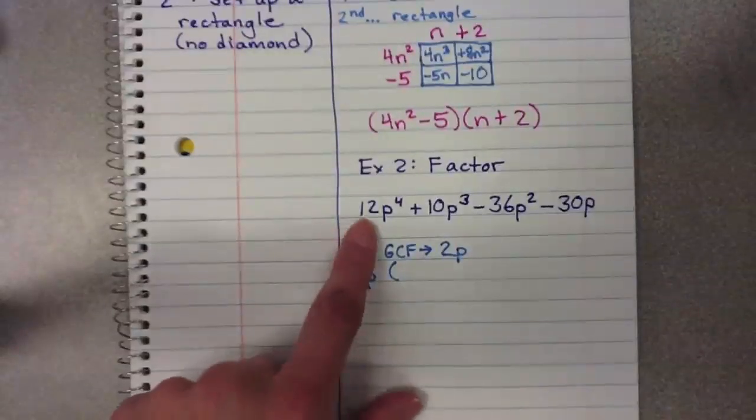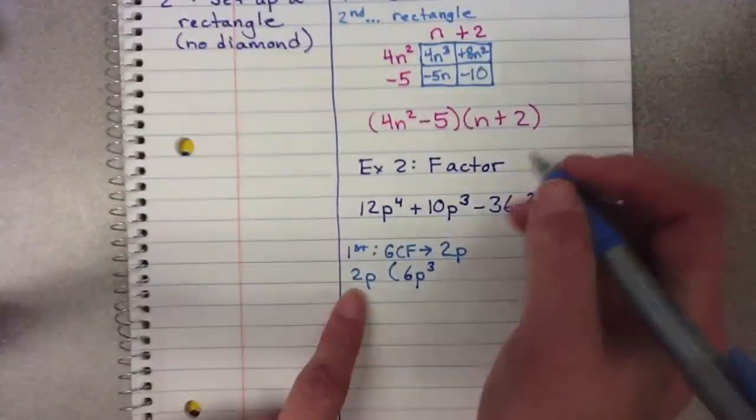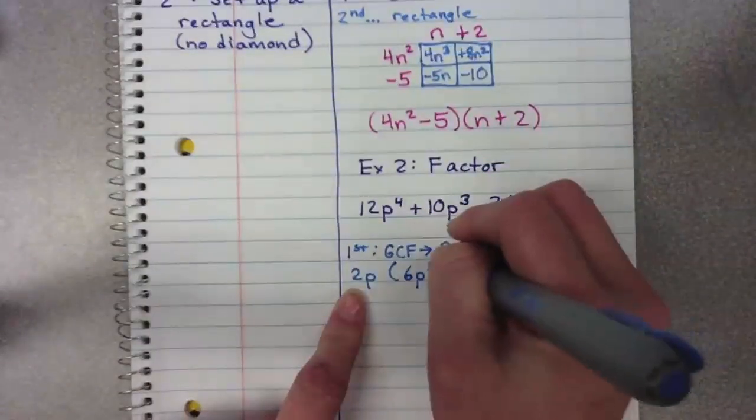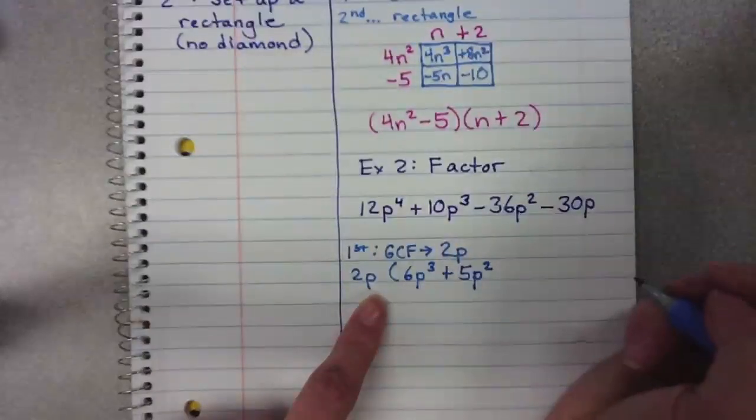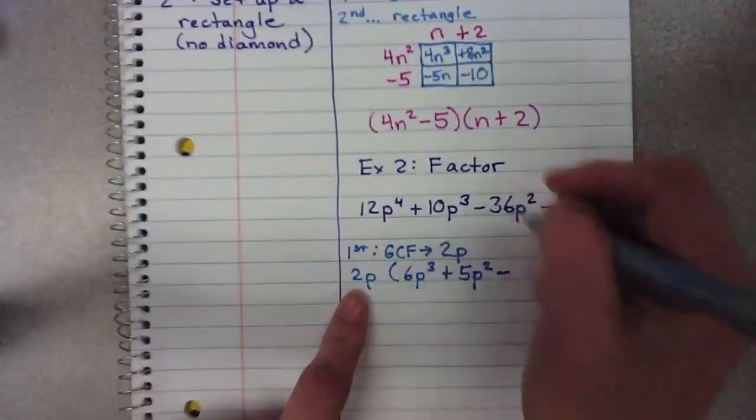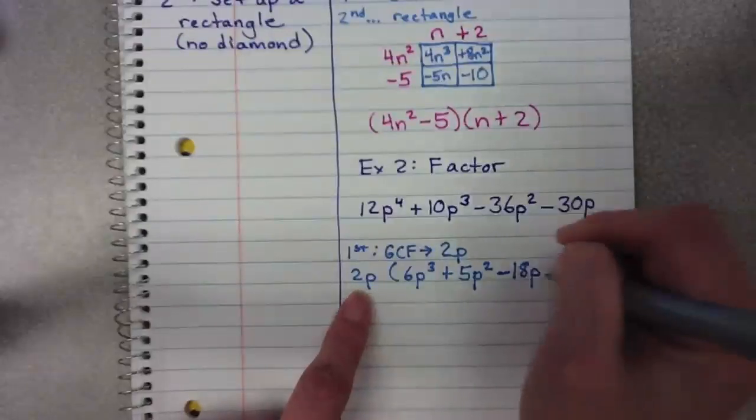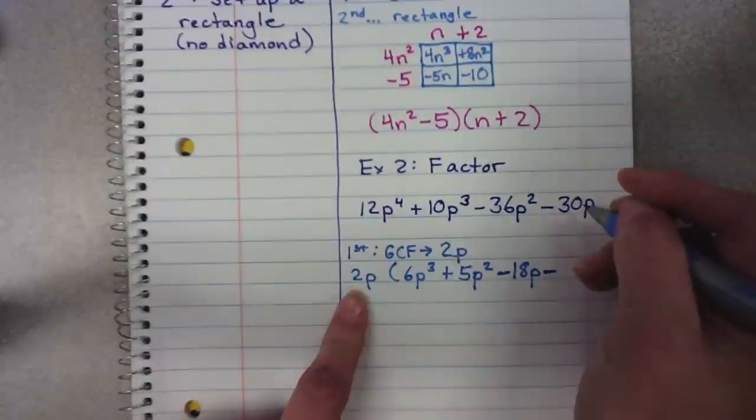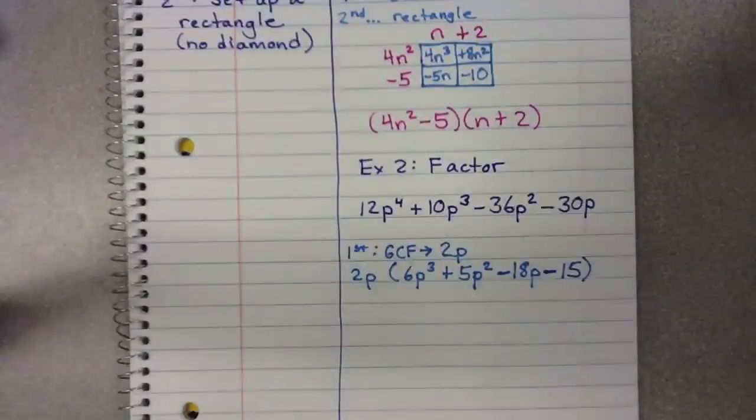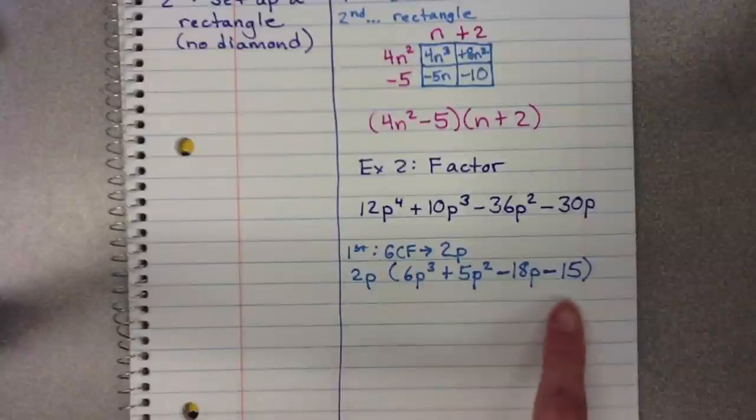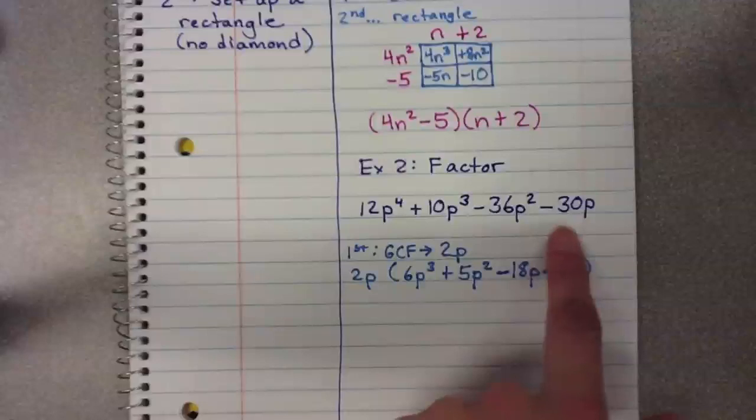So 2 goes into 12 how many times? 6p cubed. 6, and we have p cubed left. 2 goes into 10 how many times? 5. 5p squared left. Subtracting 2 goes into 36. 18 and 1p left. And then subtracting 2 goes into 30 how many times? 15 and how many p's? None, because it's there. How can you check that right there? Multiply it to each, distributing, and you should have that right there.